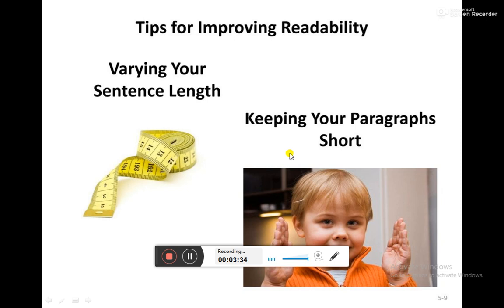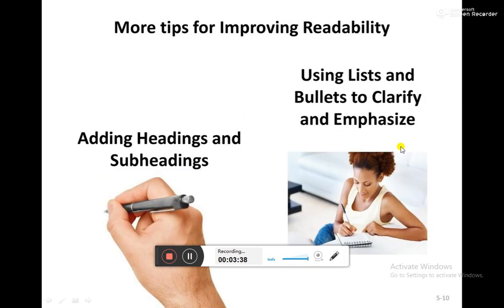If we look at another slide here, using lists and bullets to clarify and emphasize. In some instances, a list can be more effective than conventional sentences and paragraphs. Lists can show the sequence of your ideas, heighten their visual impact, and increase the likelihood that readers will find your key points. In addition, lists can help simplify complex subjects, highlight the main points, enable skimming, and give readers a visual break.